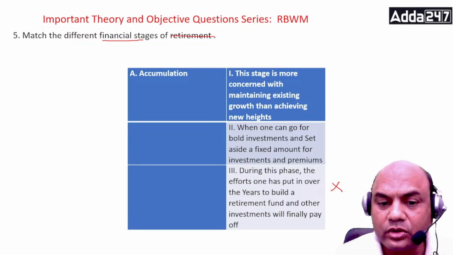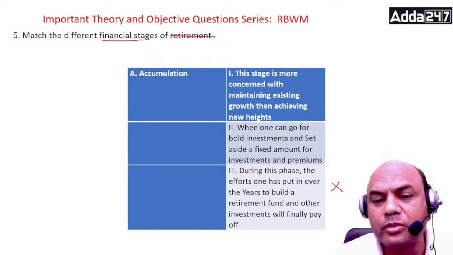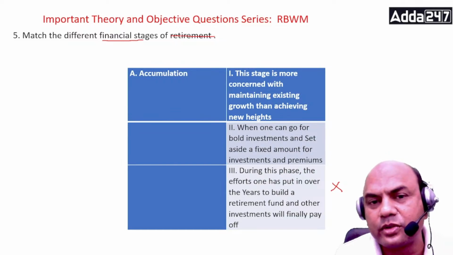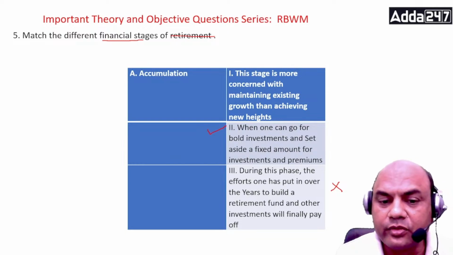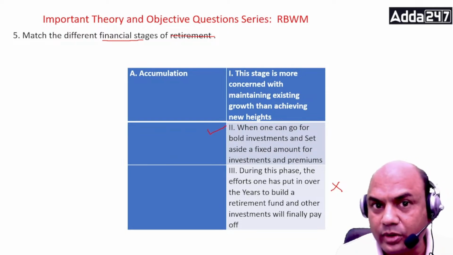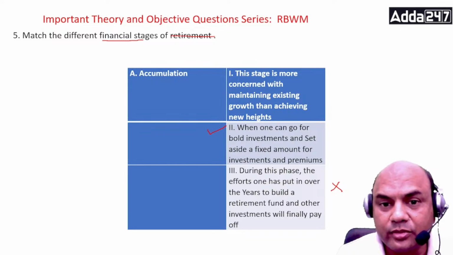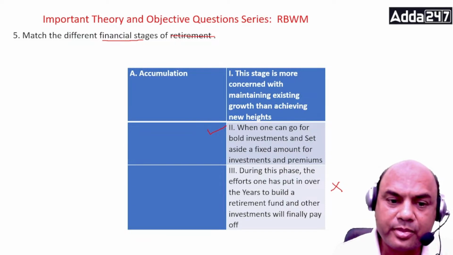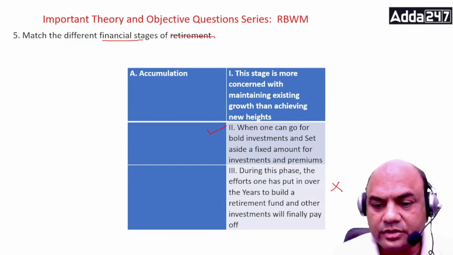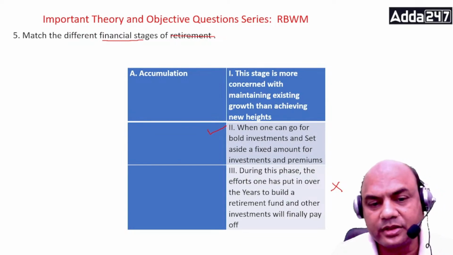Maintaining existing growth? Because there is no growth yet, how can you maintain the existing growth? In the accumulation phase, you are in the initial stage. So the answer will be 2: when one can go for bold investments, right? You are young, you can go for bigger bold investments and set aside a fixed amount for investment and premiums, right? Got it? So that is 1.